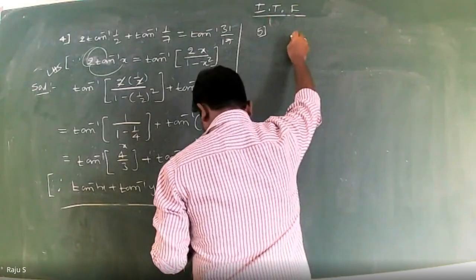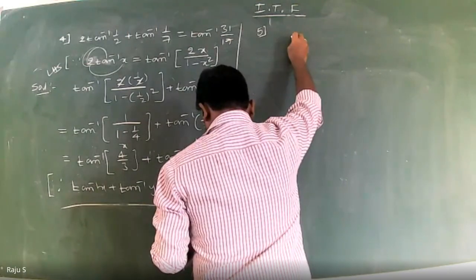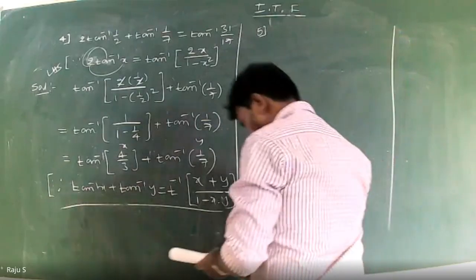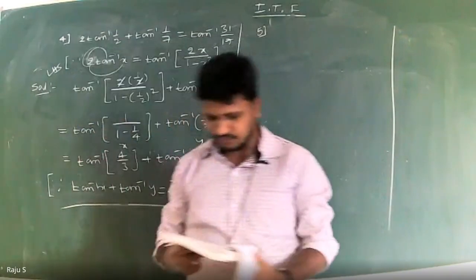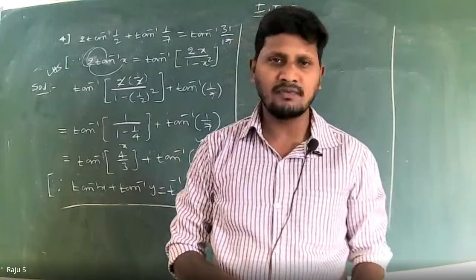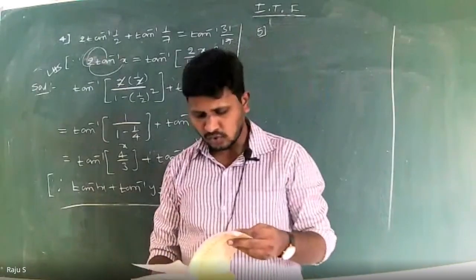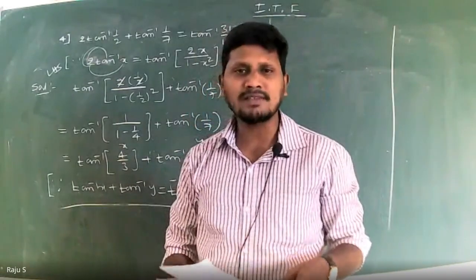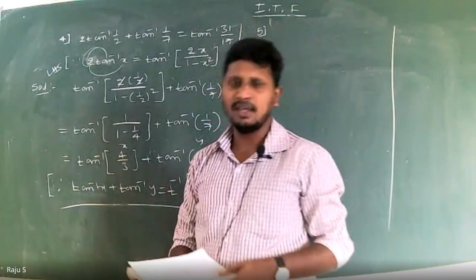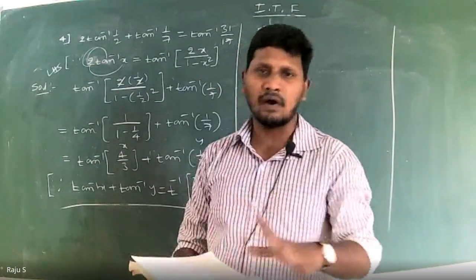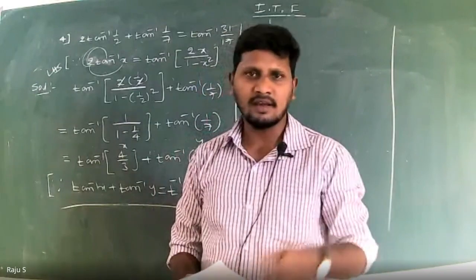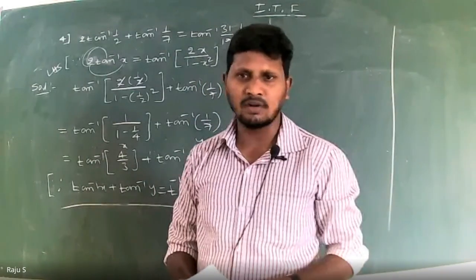Fifth question. Question number 5 to question number 10: we have to write in the simplest form. They give a difficult form, and we write it in the simplest form. Nothing but these are all formulas. Indirectly, these are all formulas we can derive in the simplest form. Is it difficult? No, not at all difficult.